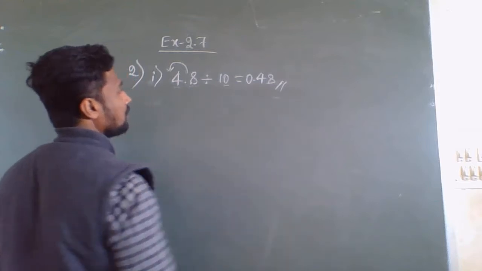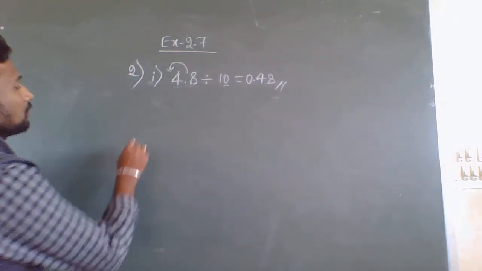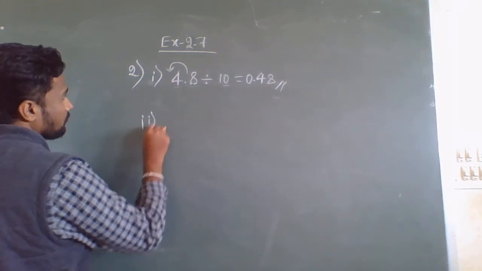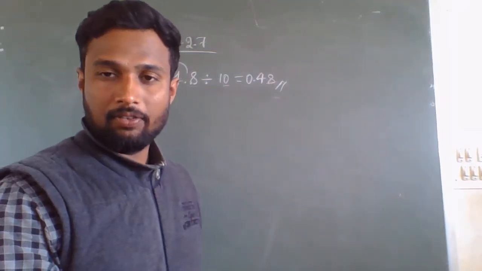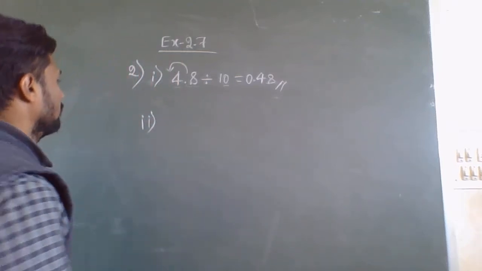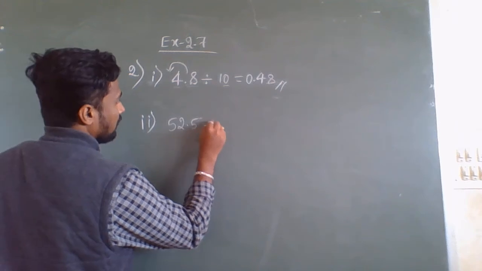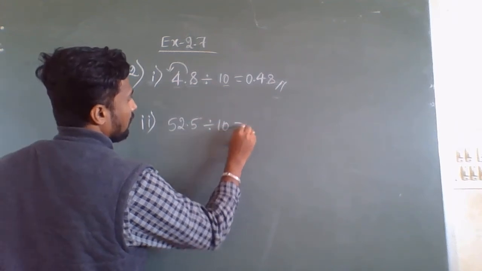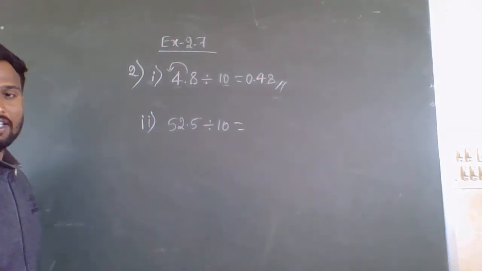0.48 is the answer. You can write it directly. Like this only, second problem. Here, what are they given? 52.5 divided by 10. Now again, how many zeros are there in 10?